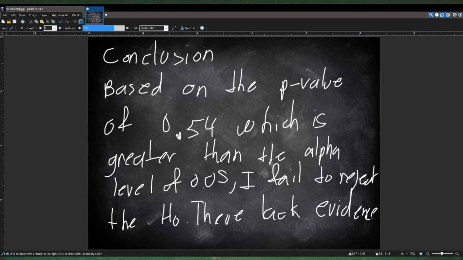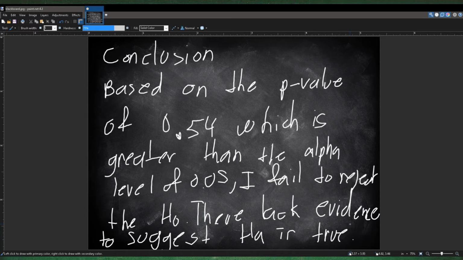Sorry. Evidence to suggest the alternative hypothesis, which is HA, is true. So you have to put this in context. Basically, you're right. Based on the p-value of 0.54, which is greater than the alpha level of 0.05, I failed to reject the null hypothesis that student 1 is at the same level in test score as student 2. Their lack of evidence suggests that the alternative hypothesis that student 2 is better than student 1 is true.